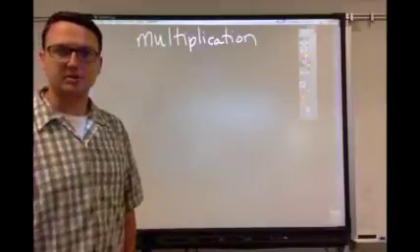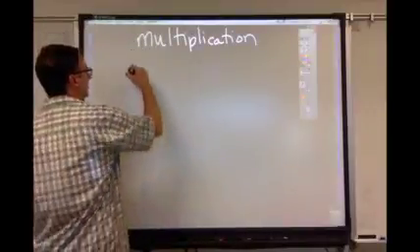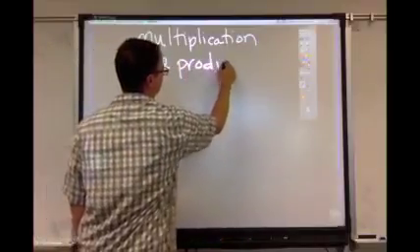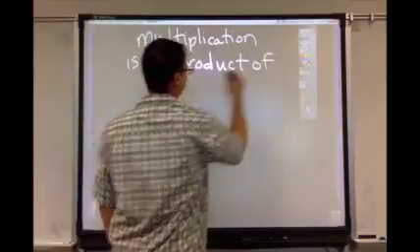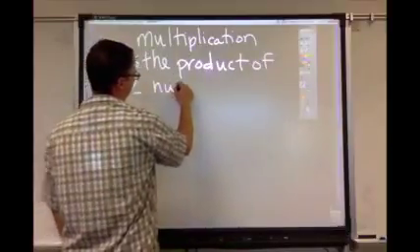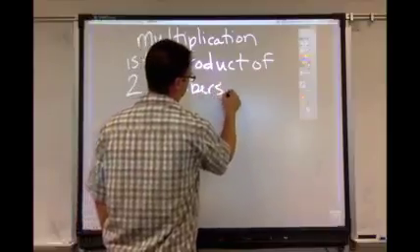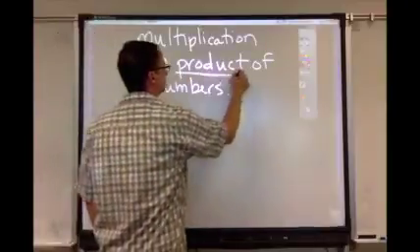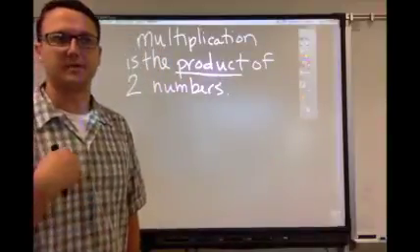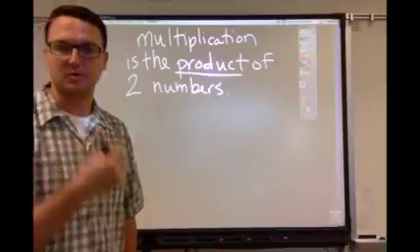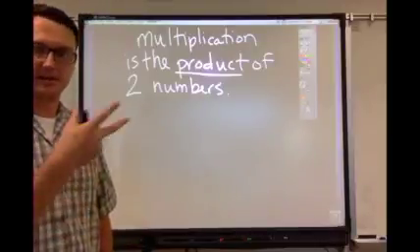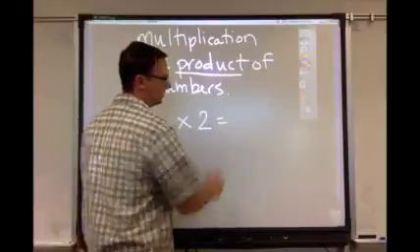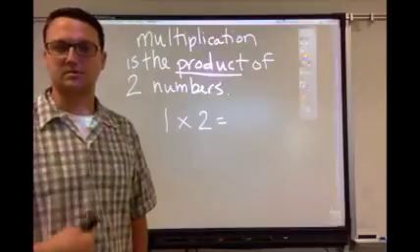So start with multiplication. Okay, multiplication is the product of two numbers. And what we call a product here is really what we're focusing on is the equal sign. When two numbers are multiplied together, we get a new number, and that's what we call the product. So example, 1 times 2, okay? 1 times 2 is equal to 2.